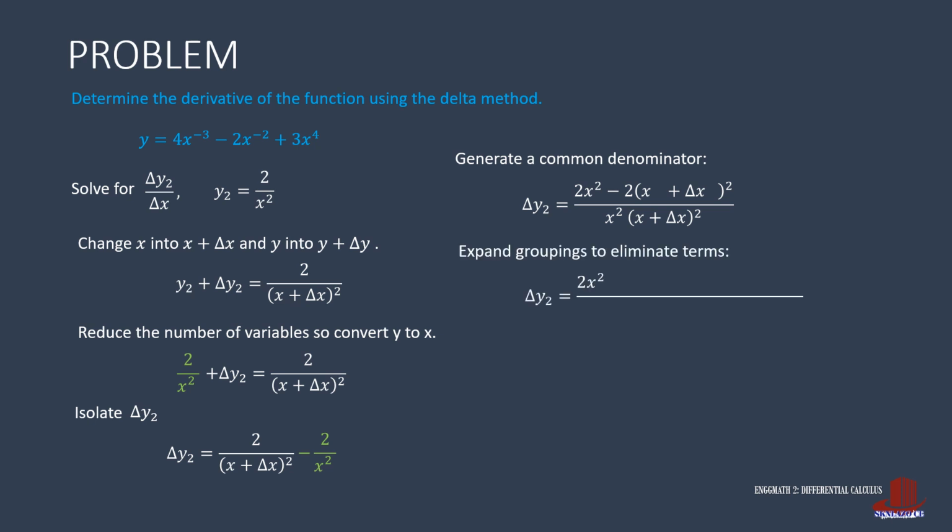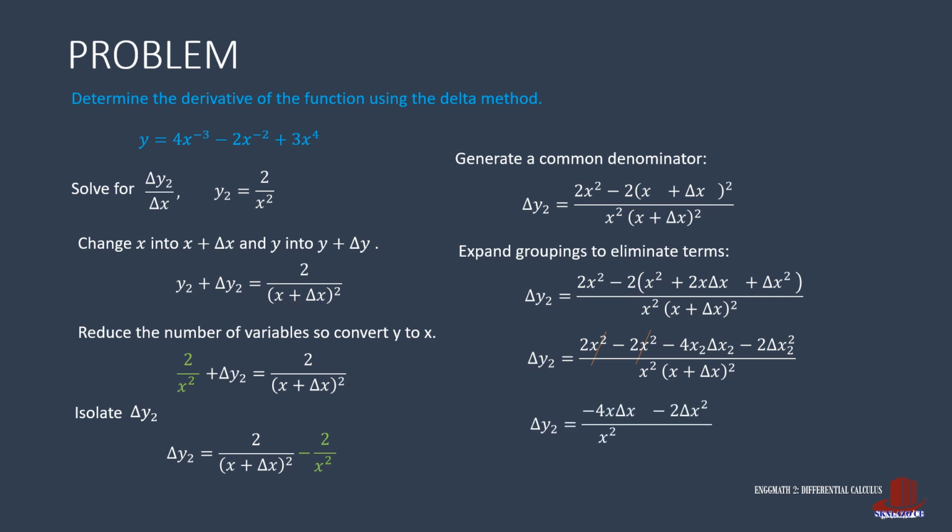Expand the square in order to eliminate terms, after which distribute 2 among the terms in the trinomial. By doing so, it is also observed that 2x squared can be cancelled out, leaving the function of delta y as negative 4x delta x minus 2 delta x squared all over x squared times the square of x plus delta x.